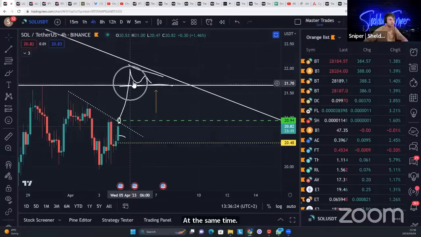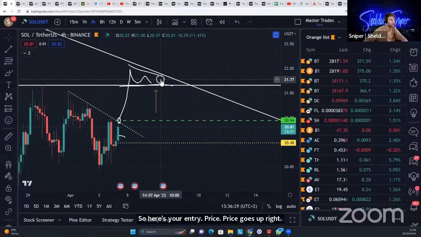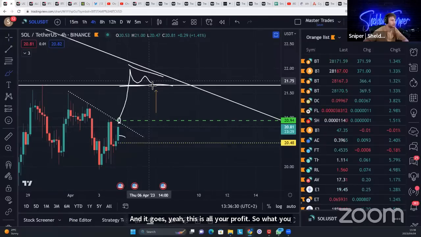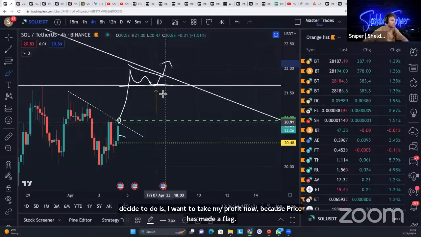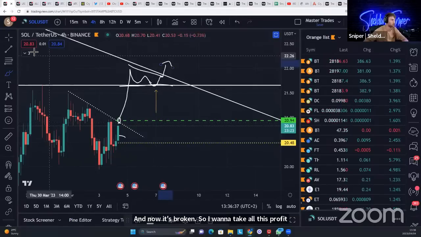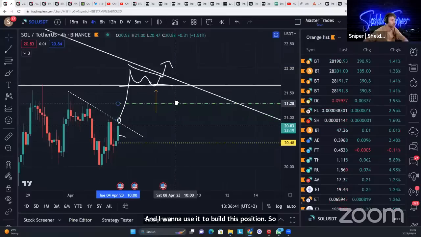Price goes up, right? And it goes here. This is all your profit. So what you decide to do is, I want to take my profit now because price has made a flag and now it's broken. So I want to take all this profit here and use it to build this position. So you'll basically take your profit and you'll buy in. And what will happen is your entry price will go up.